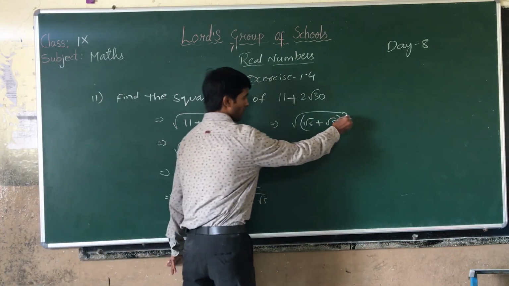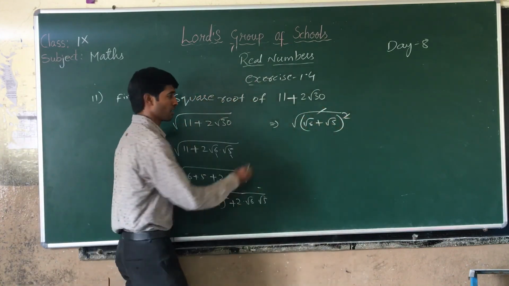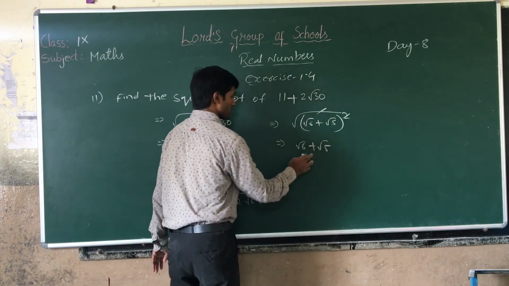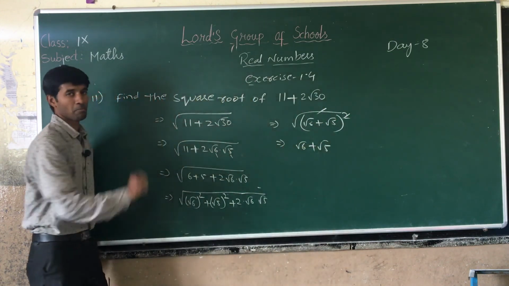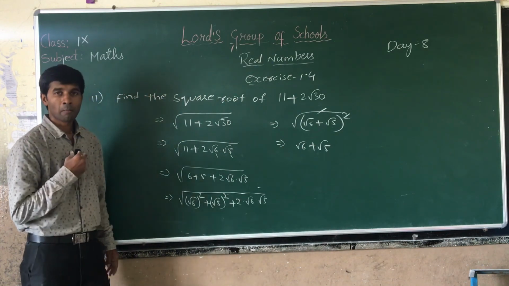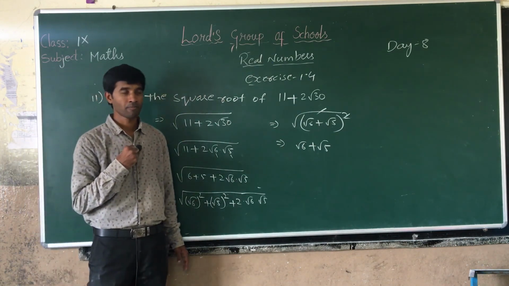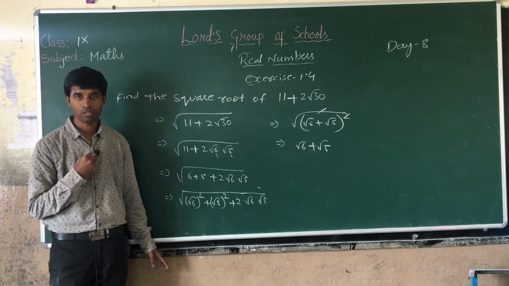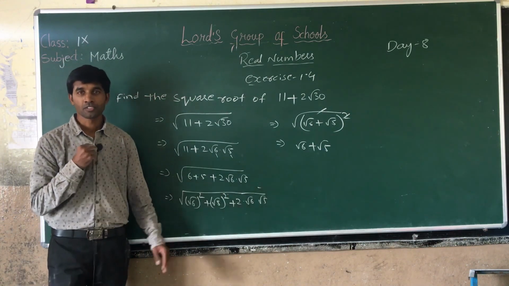Now, if it is a whole square, the square root gets cancelled. The final answer is root 6 plus root 5. This is the square root of this number. Like this you have to do it. By this we have completed the chapter. If you have any doubts in this, you can comment. Thank you everyone.